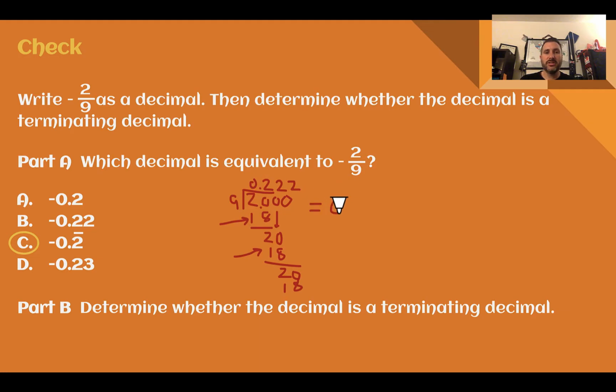I end up with 0.222, and so on, which means that it's 2 with a bar over it. Is this a terminating decimal? It is not terminating. It is repeating because 2 is the digit that repeats, not 0.